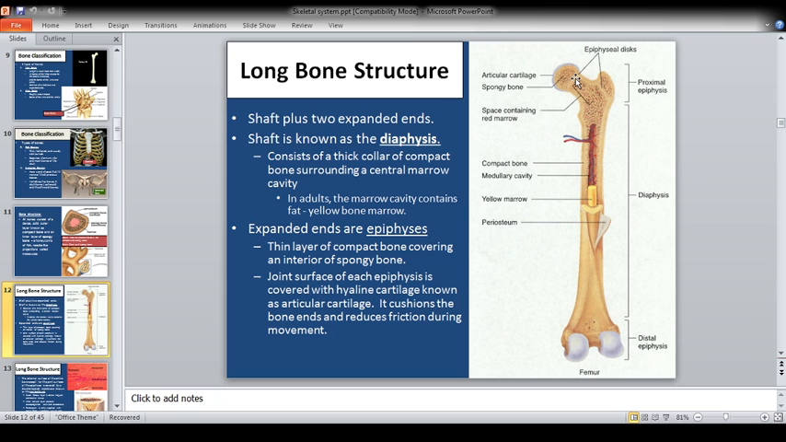This we've studied in joints. So it cushions the bone and reduces friction during movement. We've talked at length about this when we were studying the joint section. These are the cartilages.